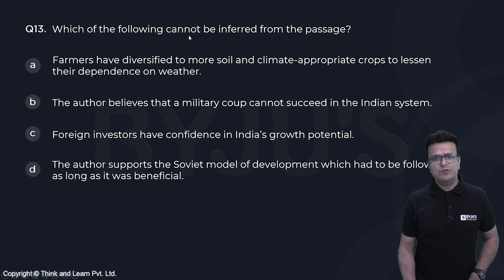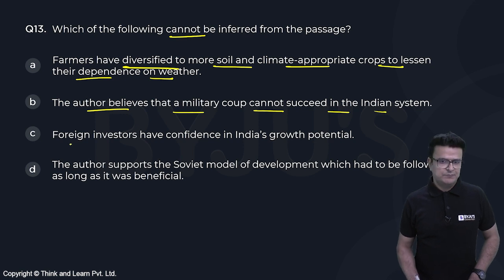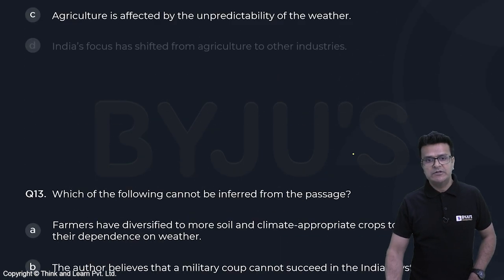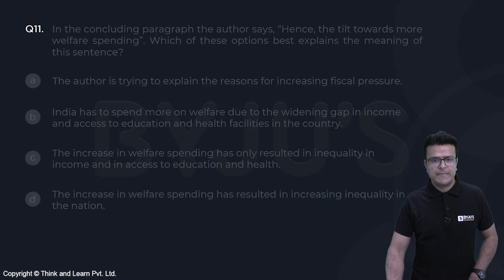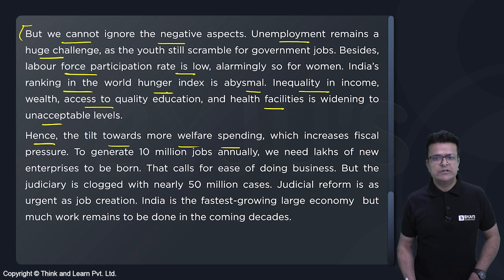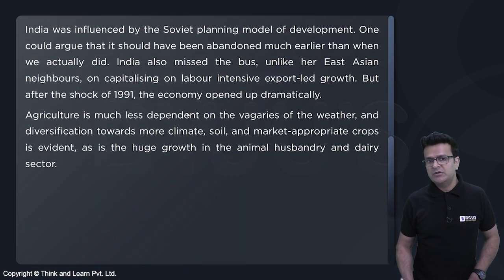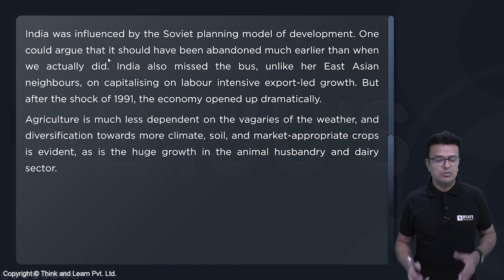Question 13 says, which of the following cannot be inferred from the passage? Cannot be means 3 options can be, 1 cannot be. Option 1 says farmers have diversified to more soil and climate appropriate crops to lessen their dependence on weather. Option 2 says the author believes that a military coup cannot succeed in the Indian system. Foreign investors have confidence in India's growth potential. And the last one says the author supports the Soviet model of development. Now, if you read the relevant part, you can clearly see that the author does not really support that. In fact, there is no information to figure that out.